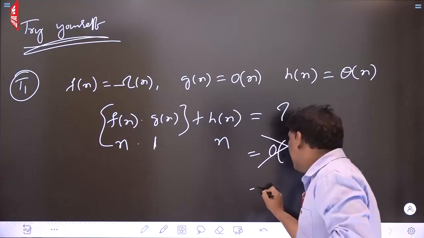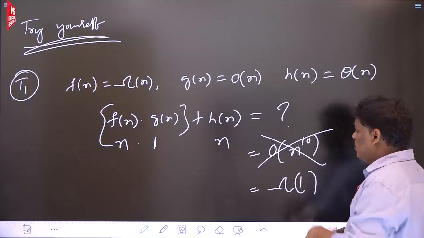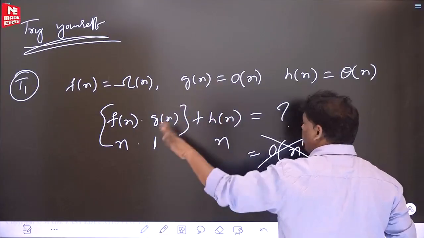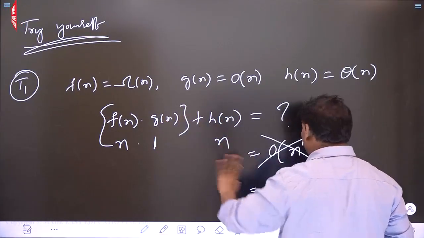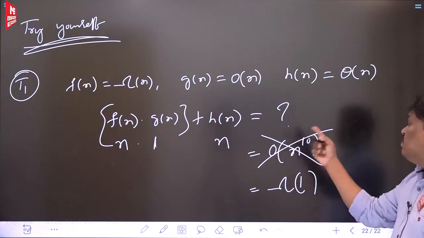Now some people are asking, sir, can I say like this? Omega of 1, can I write? Omega of 1 means what? Comparing left and right, left will be bigger or equal, they are saying. Can I write it or not? Omega of 1. Left will be bigger or equal.